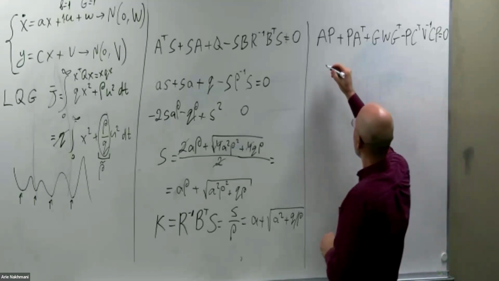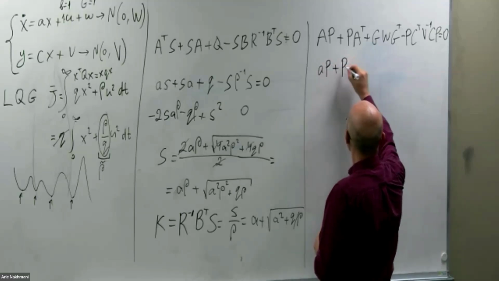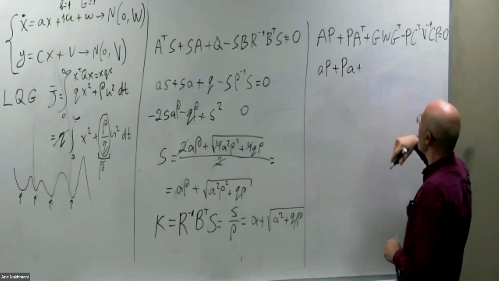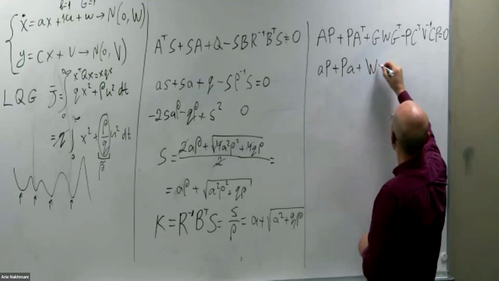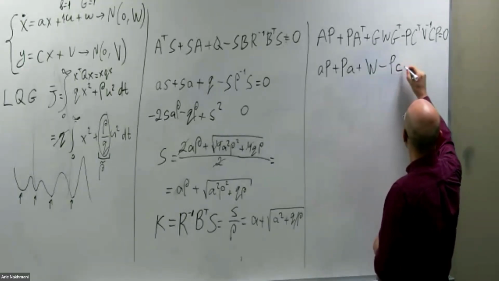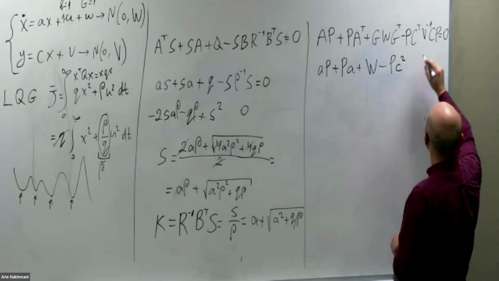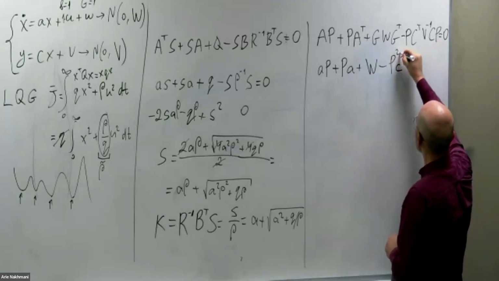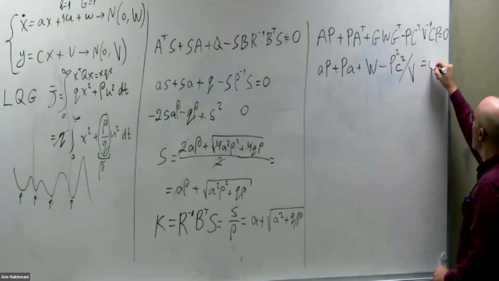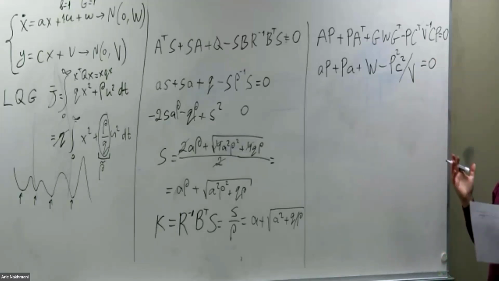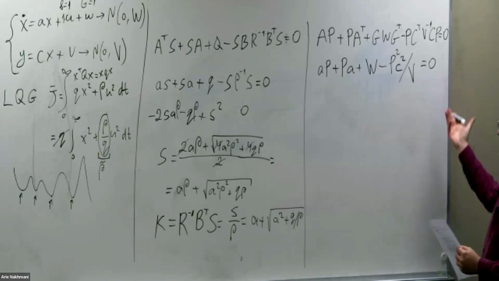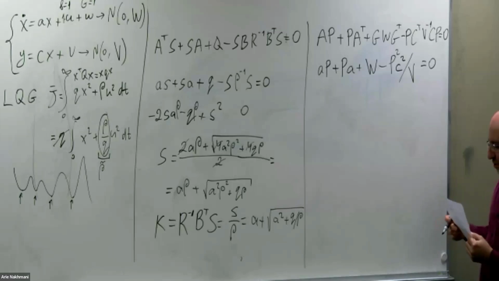Now we will put it in. So we'll have AP plus PA plus G, in our case equals 1, right? So it will be W minus P C, which will be just regular C squared, and P will be P squared, all of that divided by V, equals 0. Since these are not matrices, we can do regular scalar manipulations. Now this is also a quadratic equation in terms of P, which we need to solve.